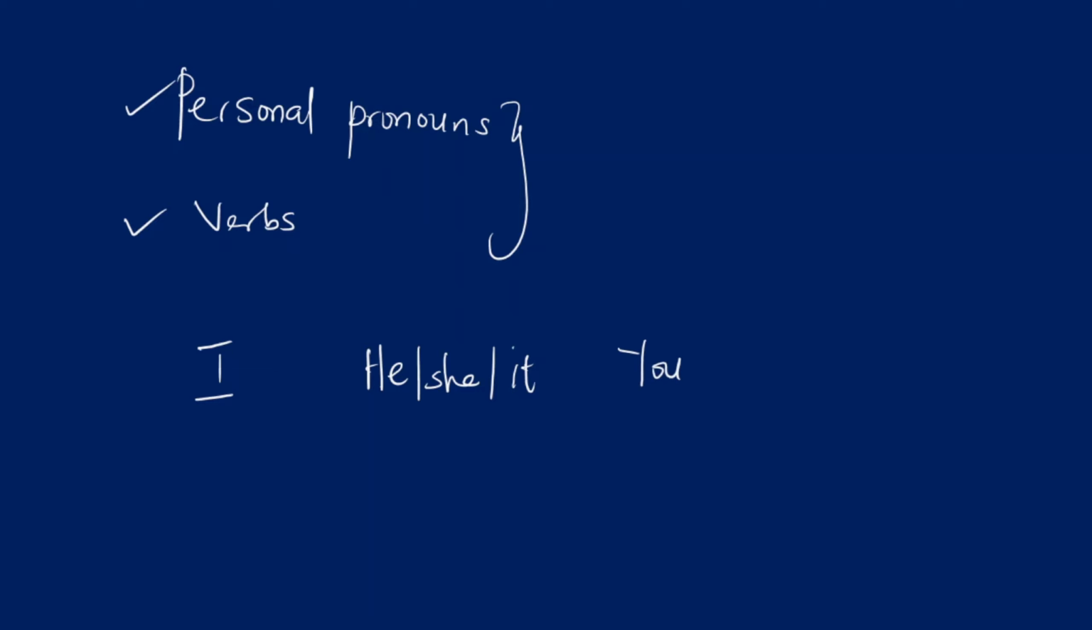We all know they have their plurals. The plural of I is we. The plural of he, she, it is they. And the plural of you is still you. So when we know how to use these personal pronouns very well in English or in French, we can at least construct a bit of a simple sentence.